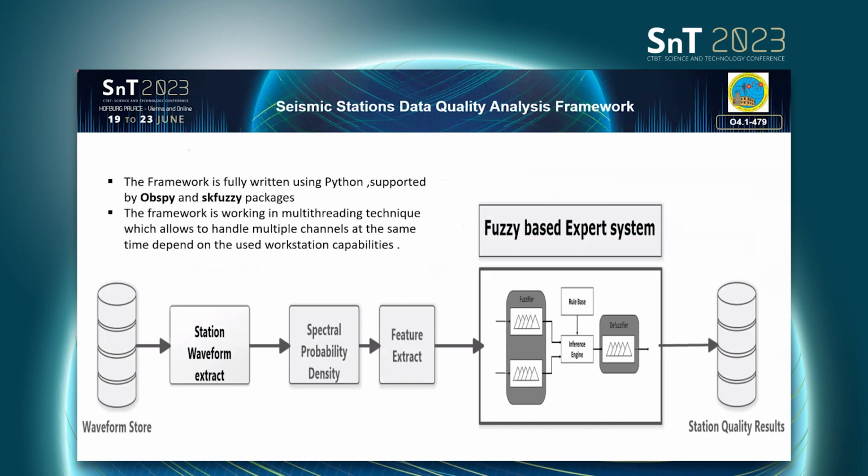It can calculate different parameters for quality, and then it can store them back to a database for the quality of the station. This process can be done daily, monthly, and even yearly. And this system is built as a multi-threading system, so it supports parallel processing, so it can handle more than one channel or one station at the same time, depending on the workstation capabilities.